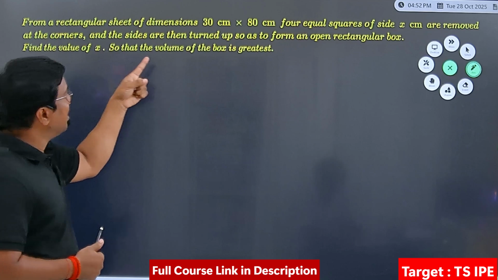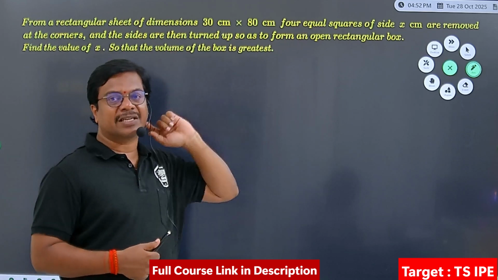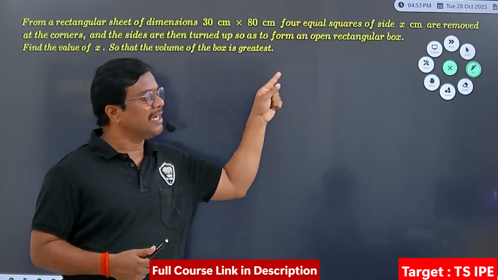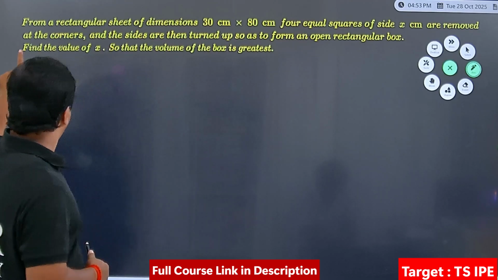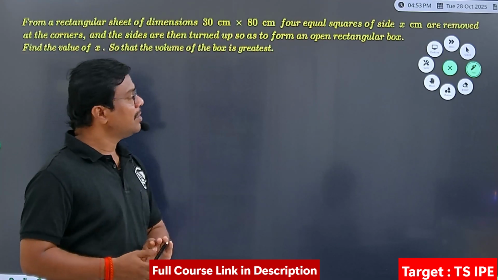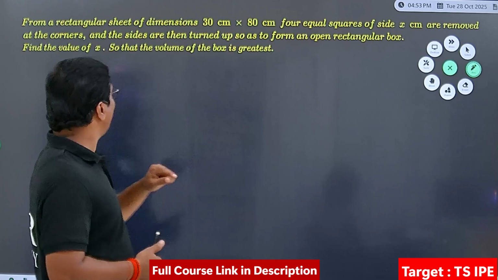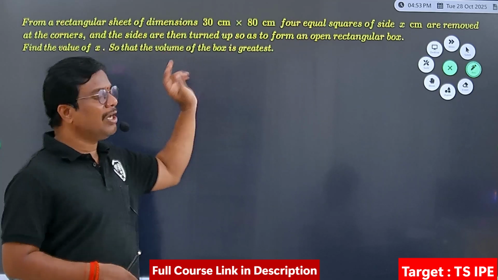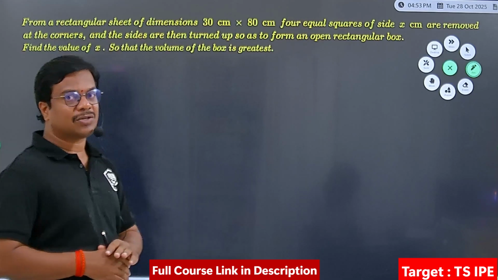From a rectangular sheet of dimensions 30 centimeters into 80 centimeters, 4 equal squares of side x centimeters are removed at the corners and the sides are then turned up so as to form an open rectangular box. Find the value of x so that volume of the box is greatest. That is the question.